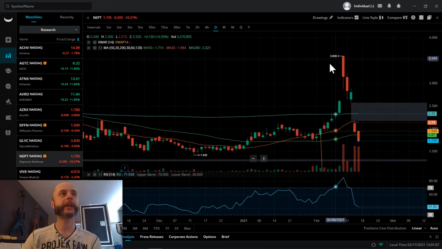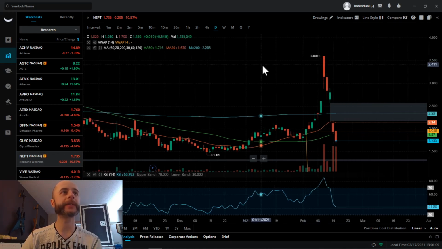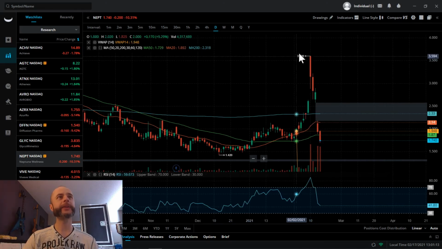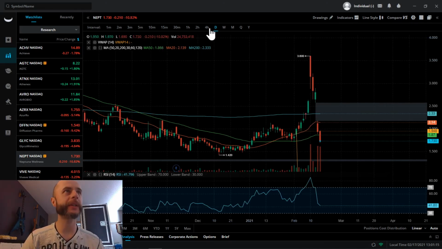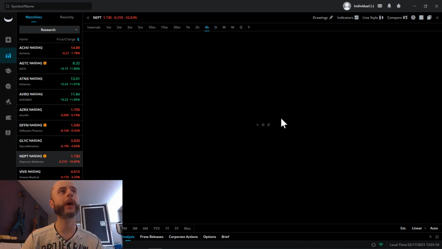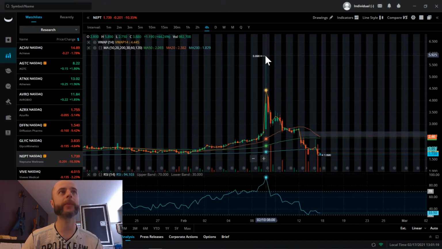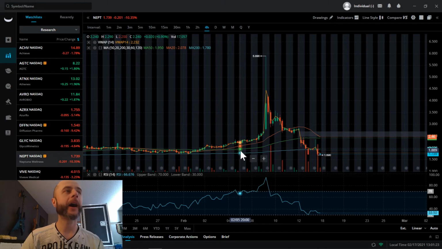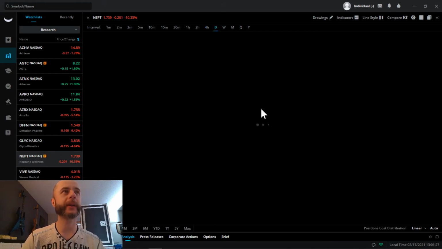NEPT. Look at this. This one is just a beaut. This is an absolute no-brainer for me personally. This one at 360 isn't even the peak. That was just the daily high. If you go into the 4-hour chart so you can see the after hours, it almost touched $6. This is a cannabis play, and so much other wellness stuff. And look at how oversold it is right now.